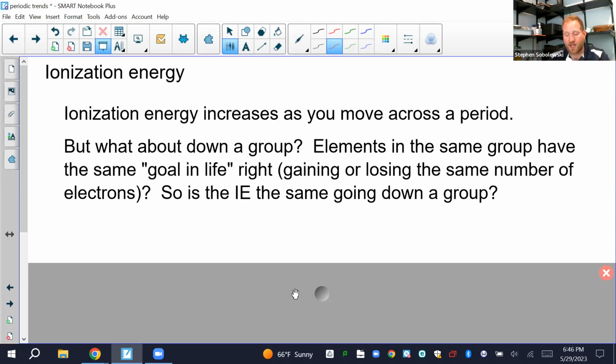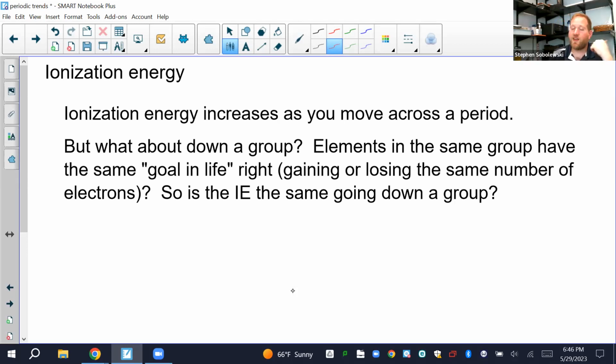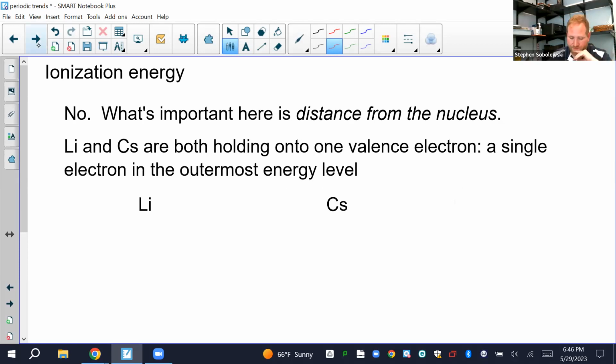Or what about the halogens? They're all trying to gain one valence electron. So is their ionization energy going to be the same? It is not. Here's what's going on there. What's important here is distance from the nucleus. For instance, lithium and cesium, find them both on your periodic table. They're both holding on to one valence electron, a single electron in the outermost energy level. Now, if I could personify these, what are they both trying to do? They're both trying to lose it, but in reality, they can't just let it go. Something has to take it, and it has to use a little bit of energy to take it.